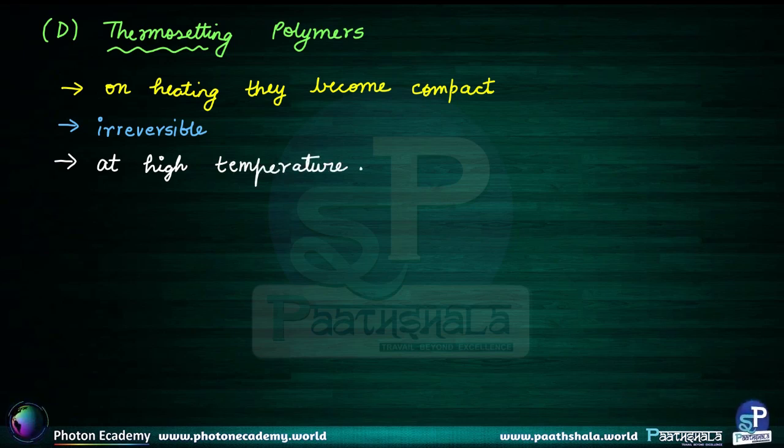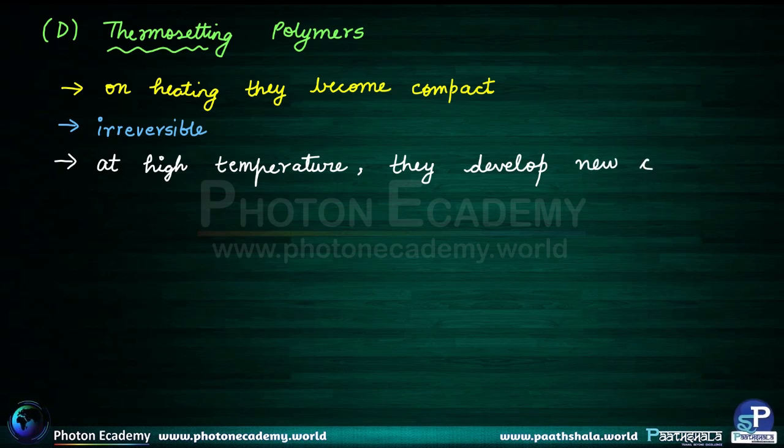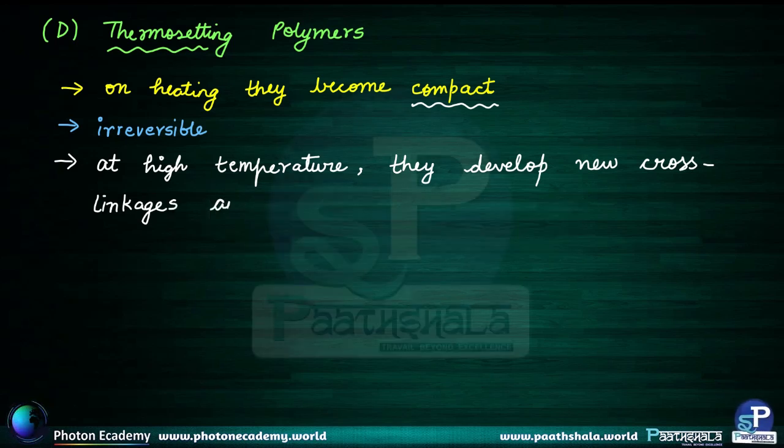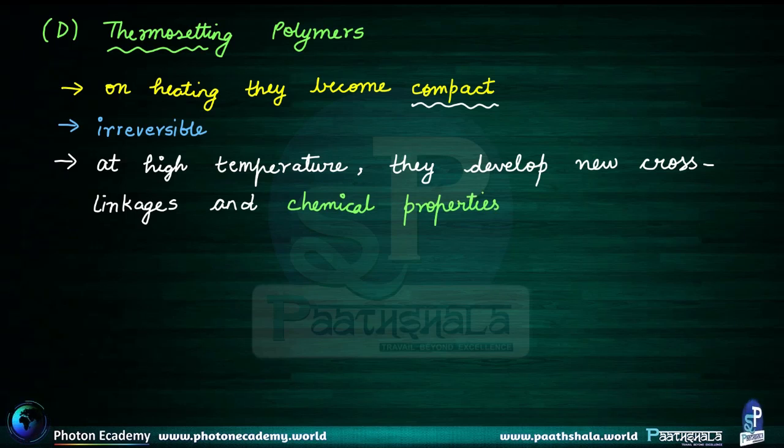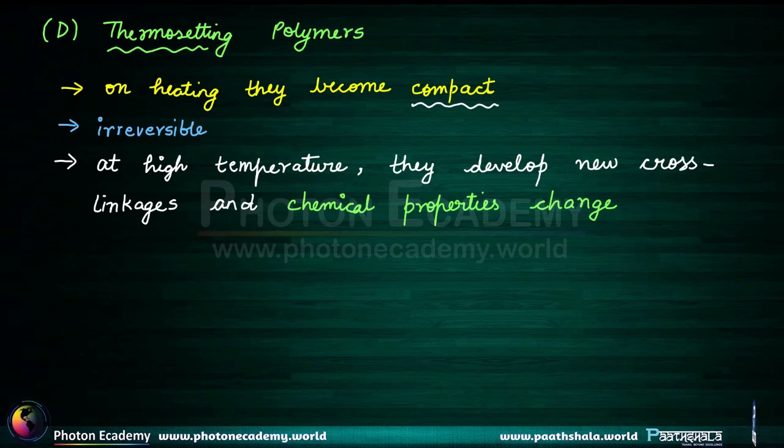what happens is that they develop new cross linkages, and because of these new cross linkages the compactness that we are talking about increases. So they develop new cross linkages, and due to the development of these new cross linkages their chemical properties change. So their chemical properties are changing, all because of the high temperature.